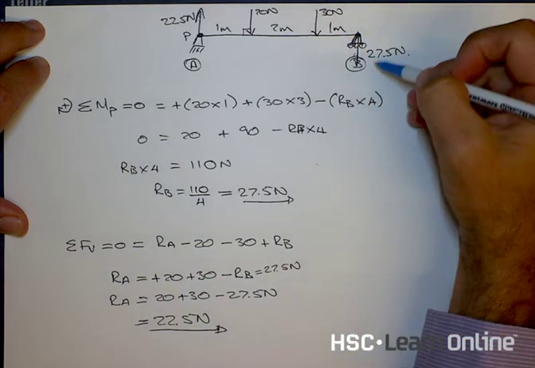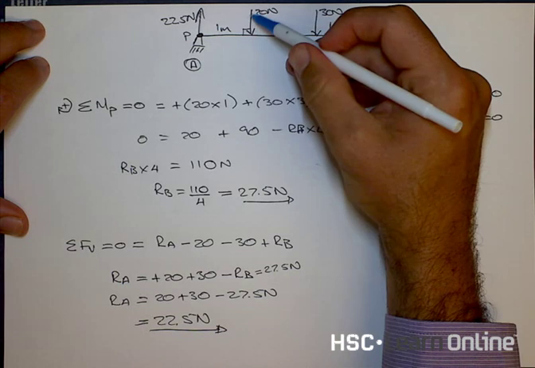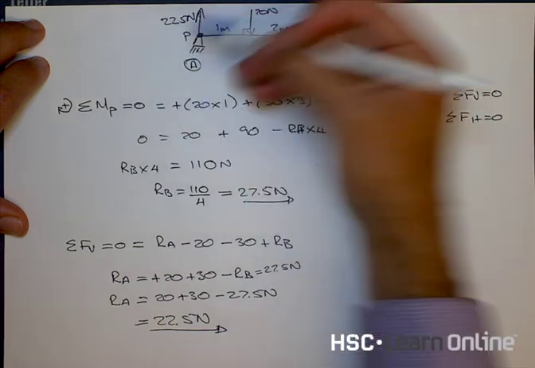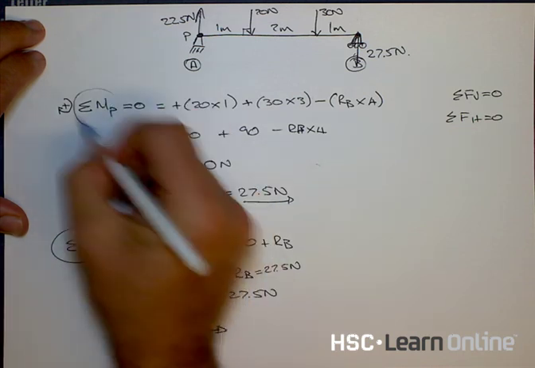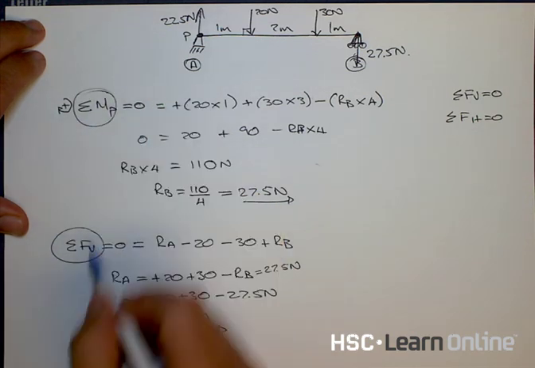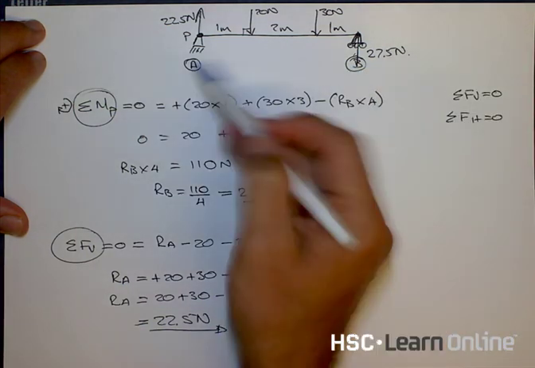This is kind of consistent with your understanding. If you've got more force here, you probably have a bigger force there, and less force here, you probably have slightly less reaction force here. But you can see what I've done is I've used two different methods. Here I'm using moments, here I'm using the sum of my vertical forces, to calculate the two reaction forces.